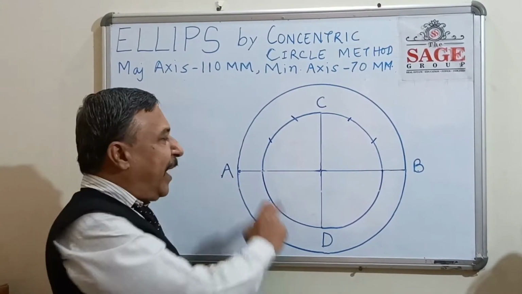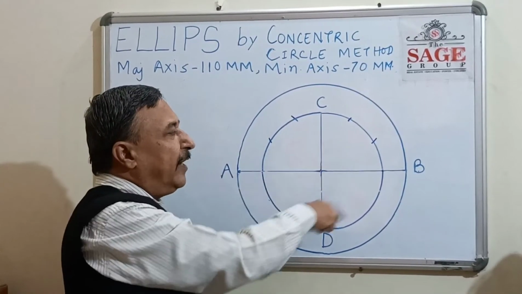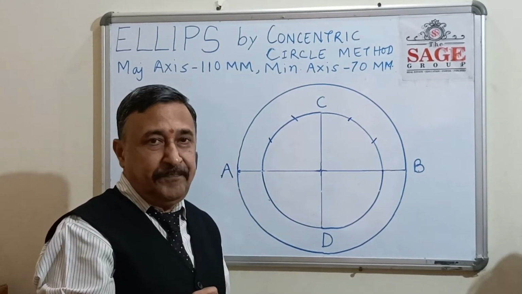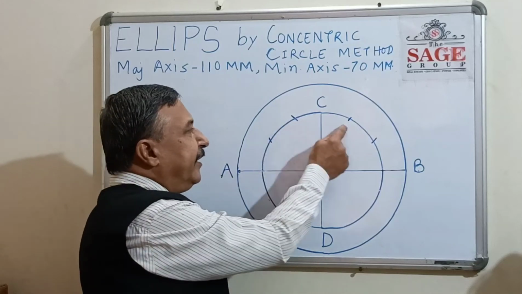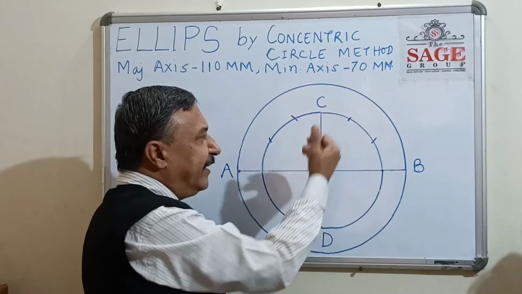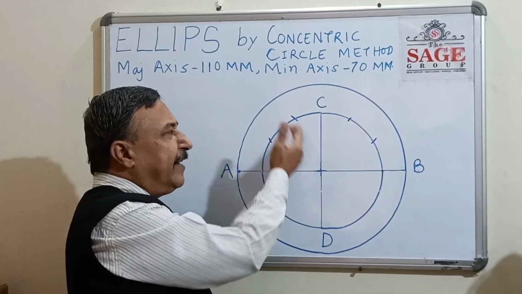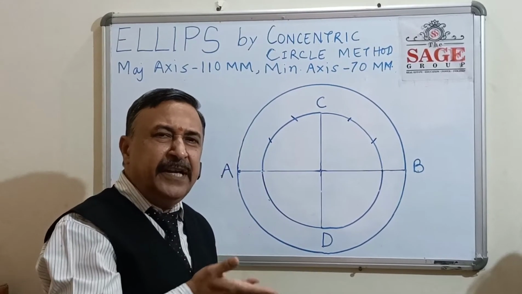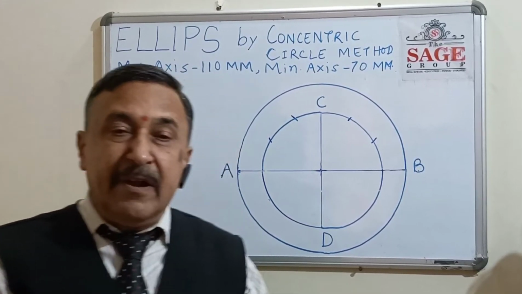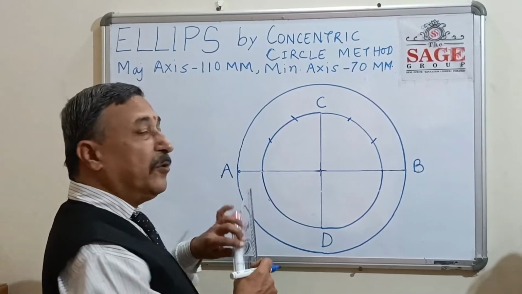So in this way, by taking these centers and the same radius, that is the smaller circle radius, that is 35 mm, we draw these marks like that. We know that this angle is 30 degrees, this angle is 30 degrees, this angle is 30 degrees, this angle is 30 degrees, meaning 90 divided by 3 parts. So in this way we divide the circle into 12 equal parts. Now complete the construction so that the circle is divided into 12 equal parts.